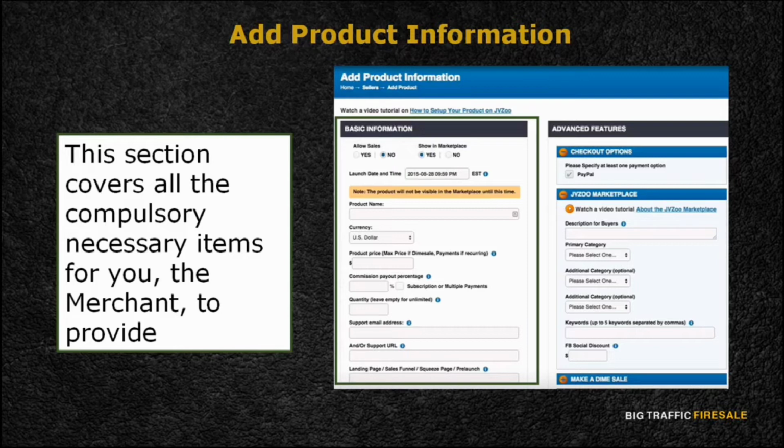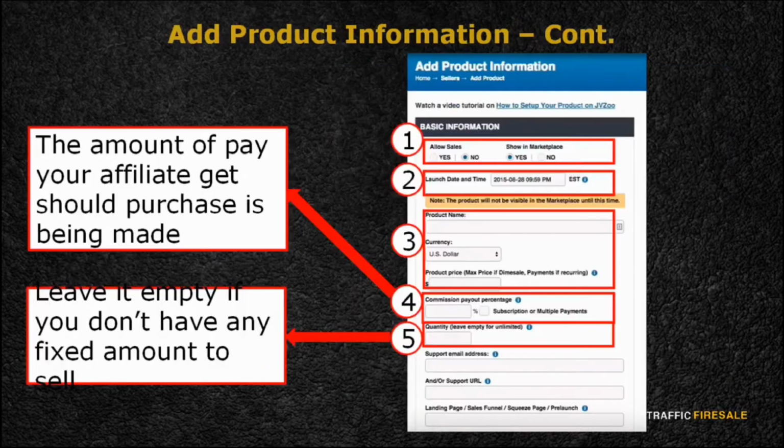To start off, you'll need to fill the basic information. This section covers all the compulsory necessary items for you, the merchant, to provide. One good thing about this would be this little question mark in the small blue box. Once you hover your mouse over the options, you'll get to see a chat box that explains the options. The first section asks you to confirm whether you would allow or disallow sales to your products. Let's assume that you allow sales and you wanted it to be shown in the marketplace. Don't forget to set the launch date and time of your product. As indicated, your product will not be visible in the marketplace until this date and time are set.